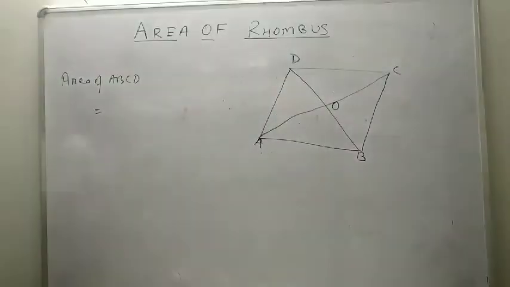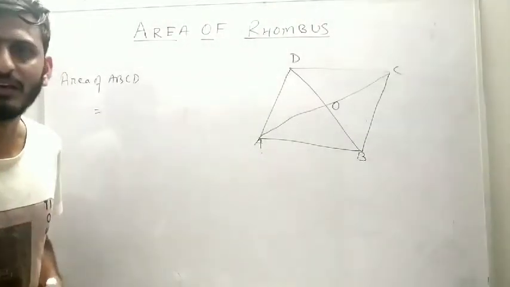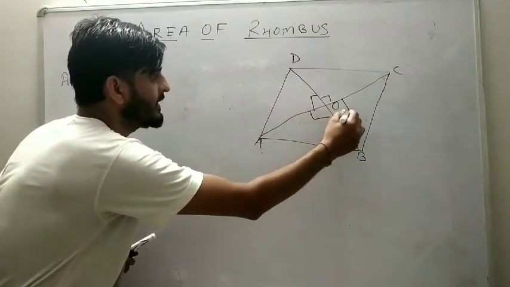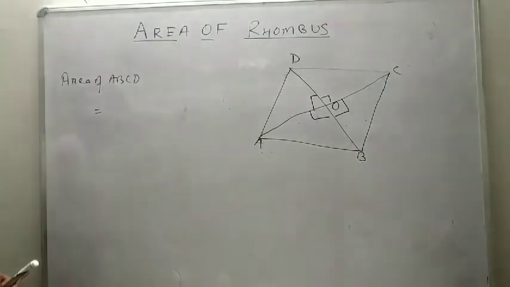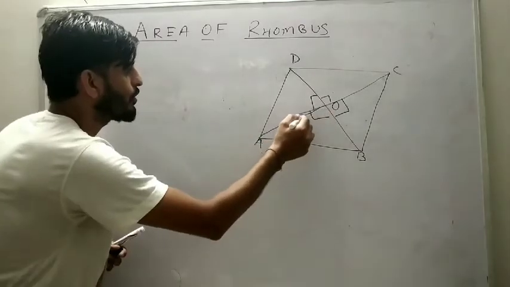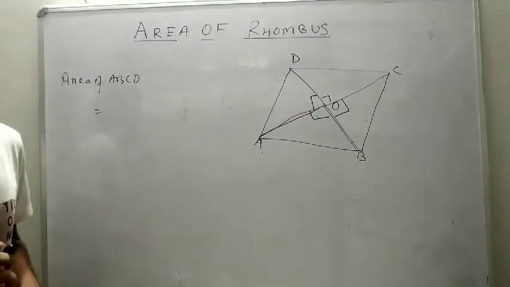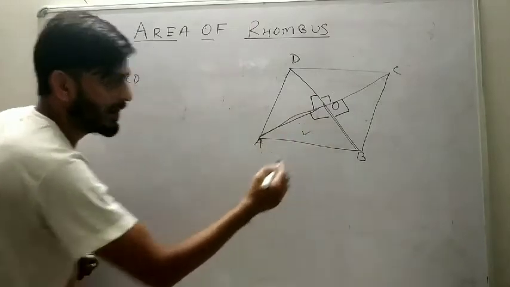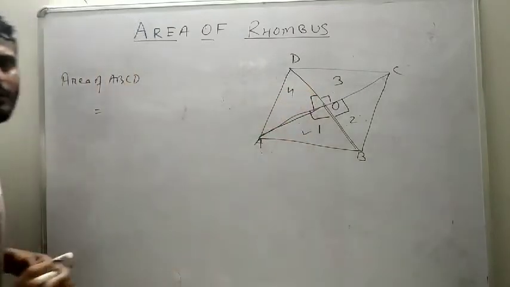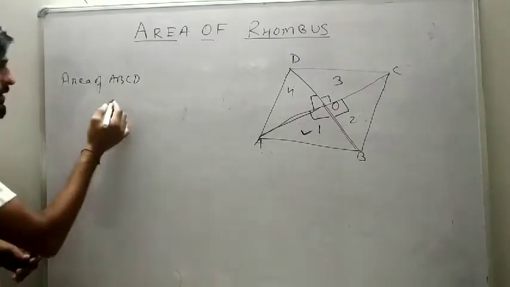As we have already discussed, the diagonals of a rhombus bisect each other at 90 degrees. That means these angles are 90 degrees. Another property is that when the diagonals of a rhombus bisect each other, they form four congruent triangles. So if we find the area of one part, the areas of the other three parts will be the same, because these are congruent triangles. So we will find the area of one part and multiply it by 4.